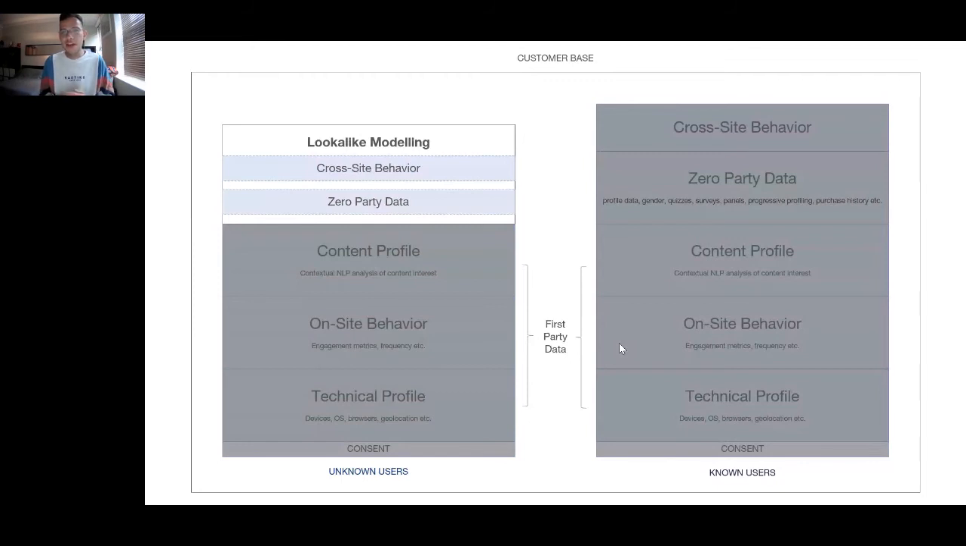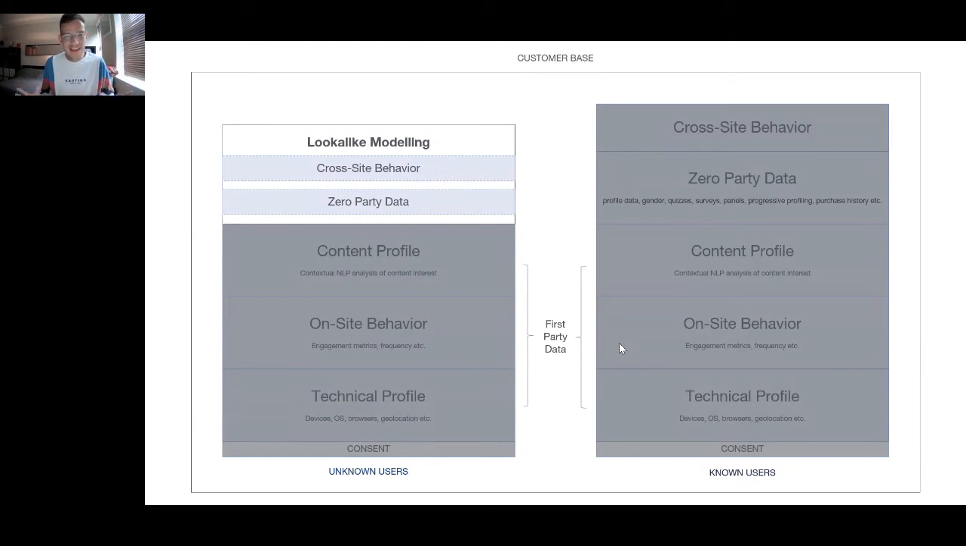So for example, if I know the gender of 5% of my users, which are my known users, I can put all of their content profile, their on-site behavior, and their technical profile into a bucket, compare it with the unknown users, and then say, hey, find their digital twins in that data set and extend my female data, my female users. Of these unknown users, I don't know if they're female, but they very likely are.